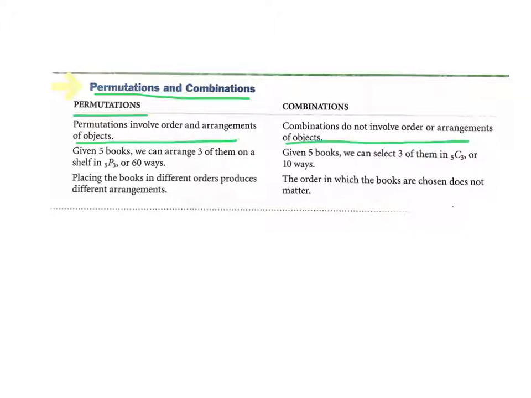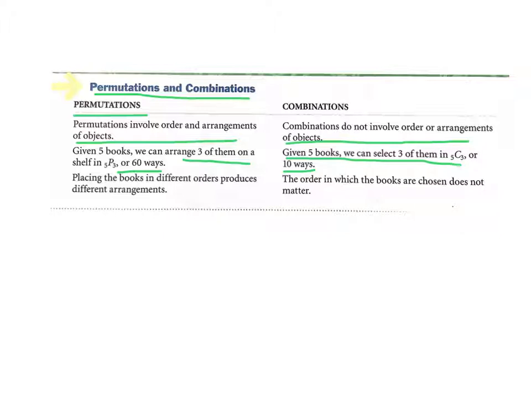Permutation: how many ways can you arrange 3 books out of 5? It's like 60 ways, which is crazy. Given 5 books, how many ways can we select 3 of them? Only 10, because order doesn't matter. If you're just going to select 3 books to read, it doesn't matter which order you select them in. So you hope you see the difference.